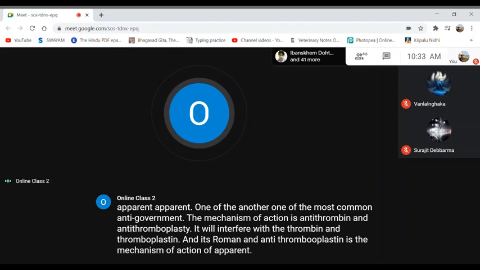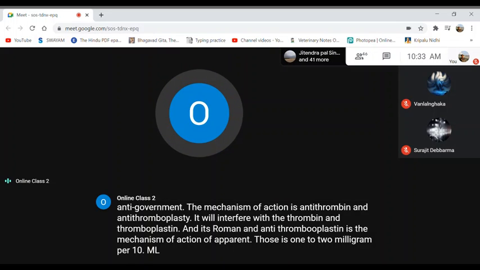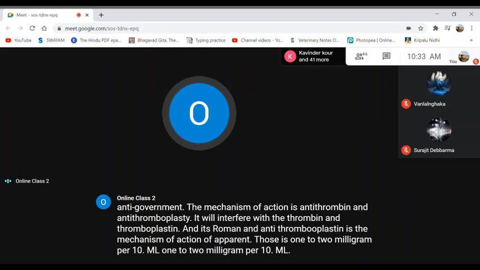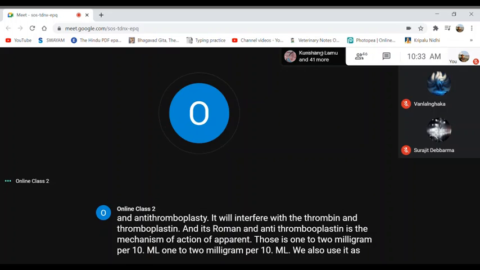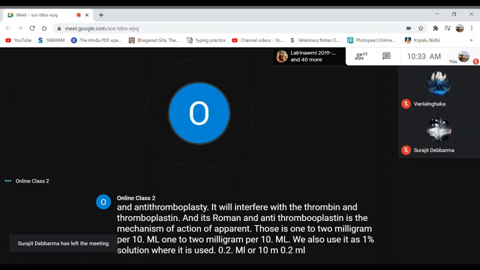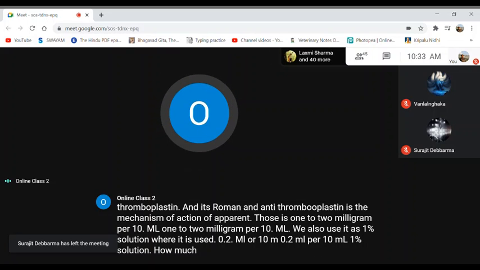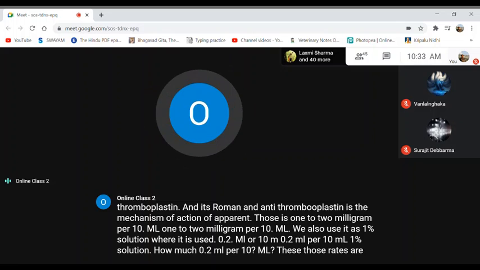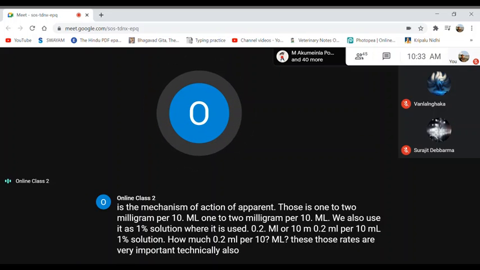Dose is 1 to 2 milligram per 10 ml. We also use it as a 1% solution, where 0.2 ml is used per 10 ml. These dose rates are very important clinically and for exam purposes also.